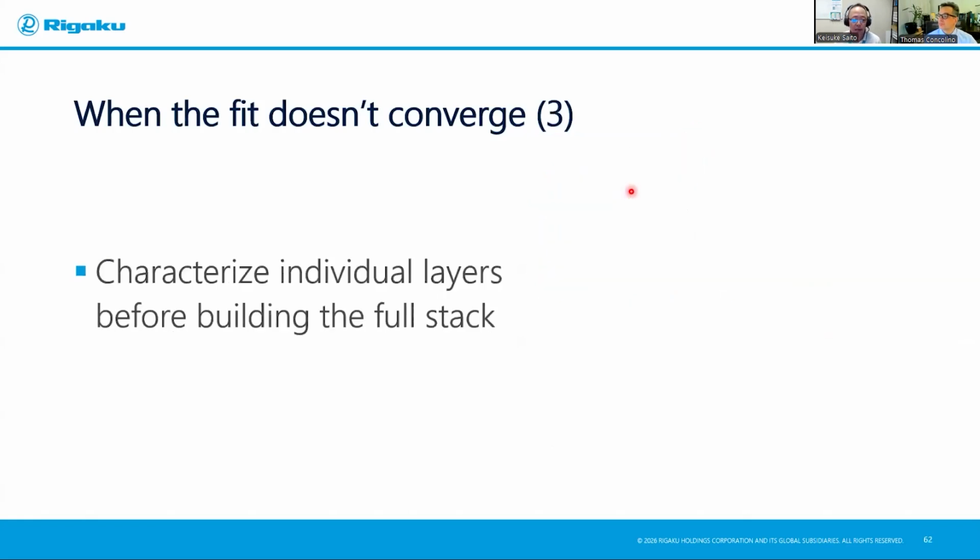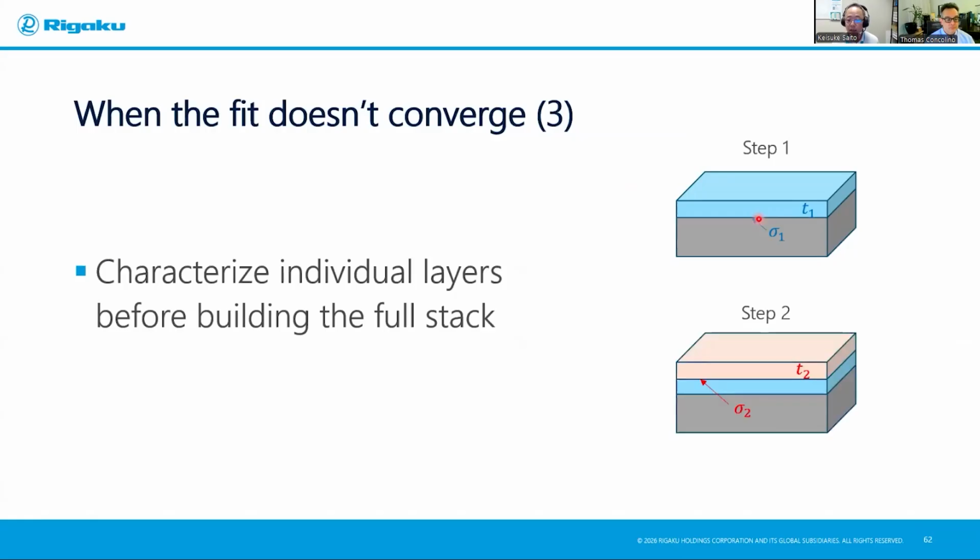All right, last three. This is my personal advice: characterize individual layers step by step instead of building the complete stack of the film from the beginning. What I mean is this. If you have more than one layer in your stack, first let's stop after the first layer deposition. Then you can determine thickness T1 and the roughness to the substrate interface, sigma 1, by XRR. Then you deposit one more layer on top, which has T2 and sigma 2, thickness and roughness.